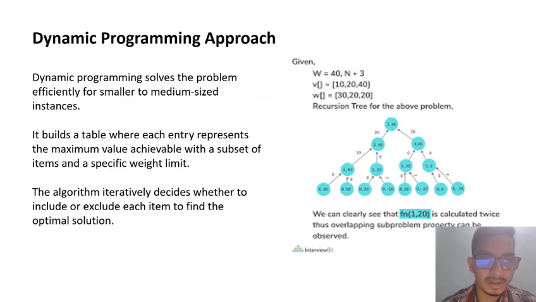Dynamic programming approach. Dynamic programming solves the problem efficiently for small to medium-sized instances. It builds a table where each entry represents the maximum value achievable with a subset of items and a specific weight limit. The algorithm iteratively decides whether to include or exclude each item to find the optimal solution.